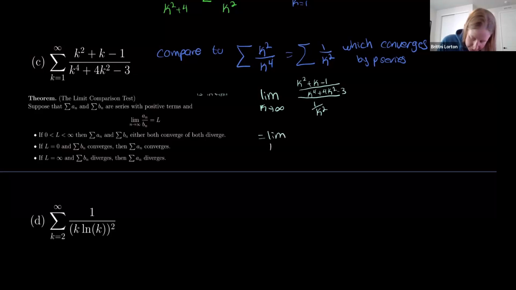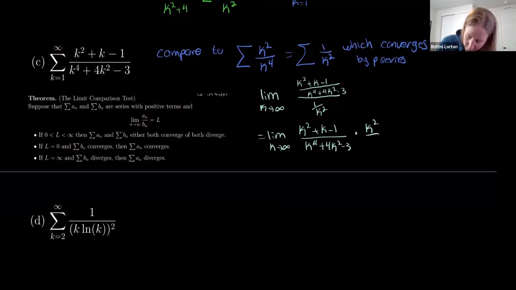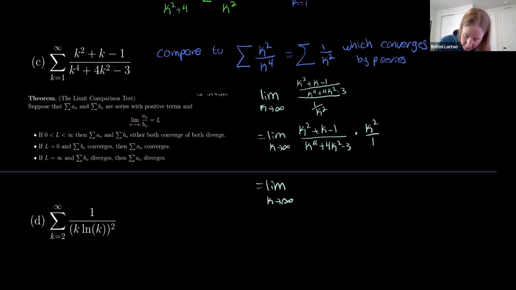Now I have the limit as k goes to infinity. To divide fractions, you flip the second one. So I have (k squared plus k minus 1) over (k to the fourth plus 4k squared minus 3), but now times k squared over 1. I'm going to simplify that by distributing it all the way across: the limit as k goes to infinity of (k to the fourth plus k cubed minus k squared) all over (k to the fourth plus 4k squared minus 3). And then I'm going to take the limit.